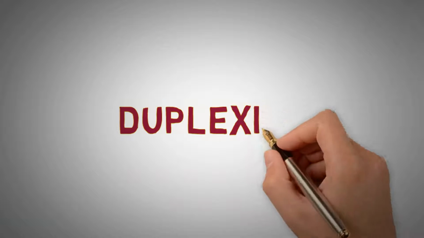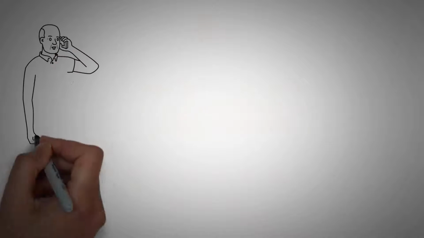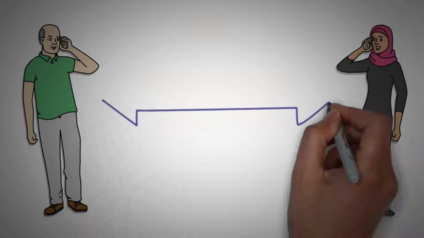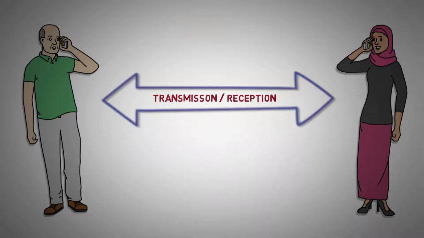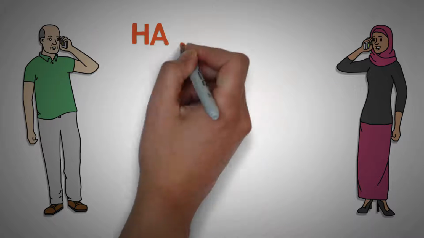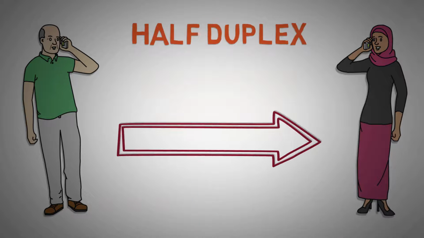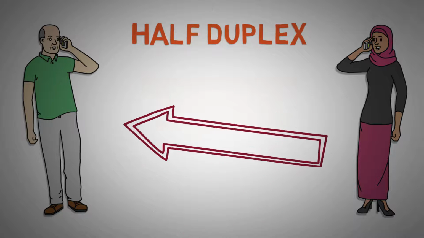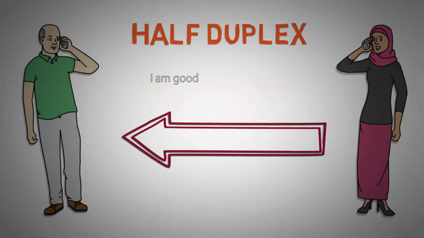Today we will be discussing duplexing. Duplexing is the process of achieving two-way communication over a communication channel. It can be half duplex or full duplex. Half duplex stands for one-way communication at a time, which means the other party has to listen when you are talking, and you have to listen when the other party is talking.